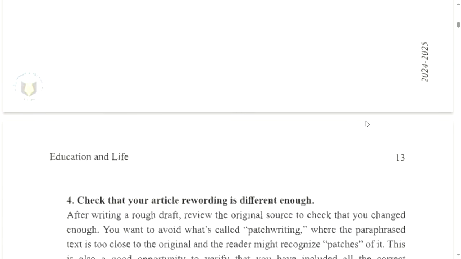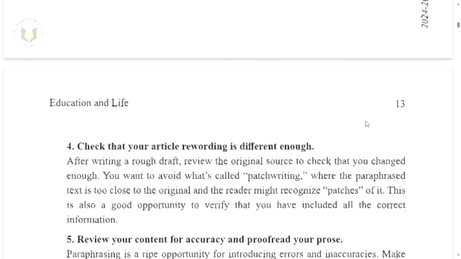Four, check that your rewording is different enough. After writing a rough draft, review the original source to check that you changed enough. You want to avoid what's called patch writing, where the paraphrased text is too close to the original and the reader might recognize patches of it. This is also a good opportunity to verify that you have included all the correct information.